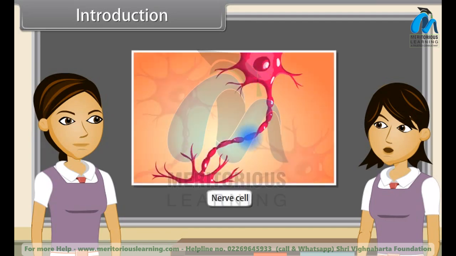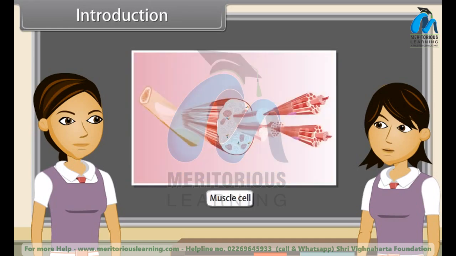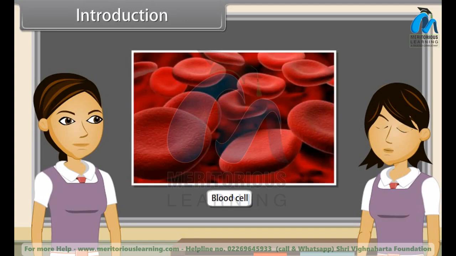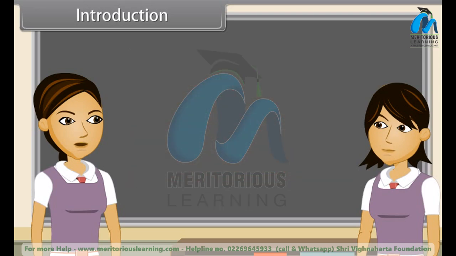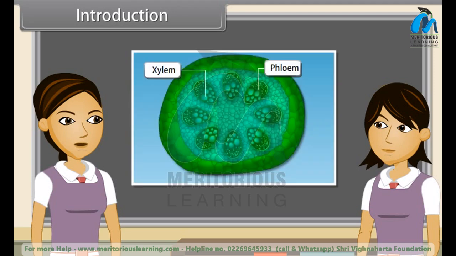Yes, I remember that nerve cells carry messages from the brain to every part of the body. Muscle cells contract and relax so that movements are caused. Blood flows to transport oxygen, food, hormones, and waste materials. Plants are also living organisms, and xylem and phloem cells conduct food and water from one part to another.